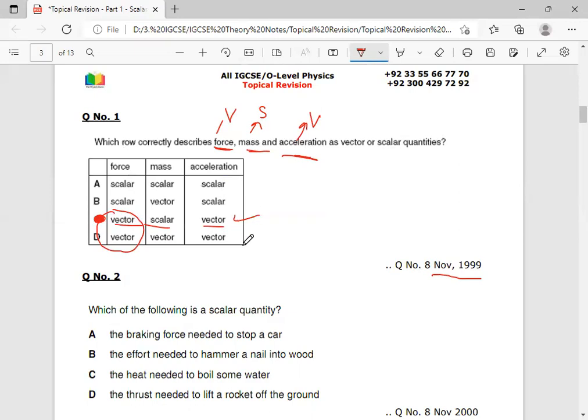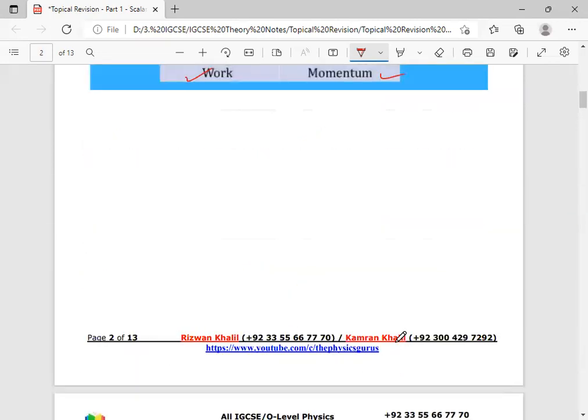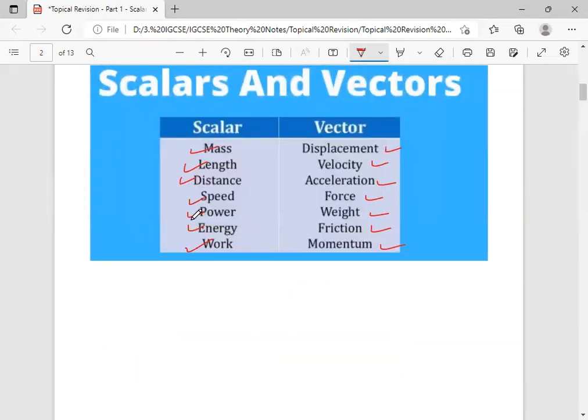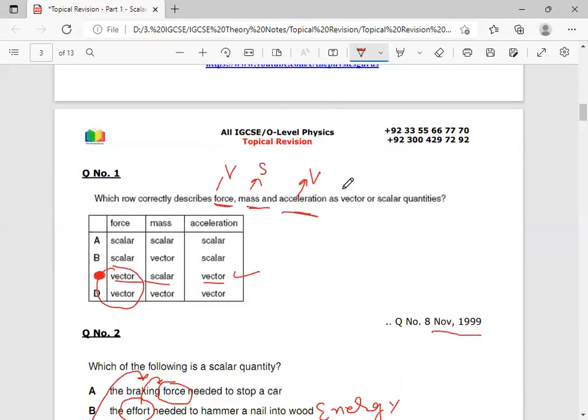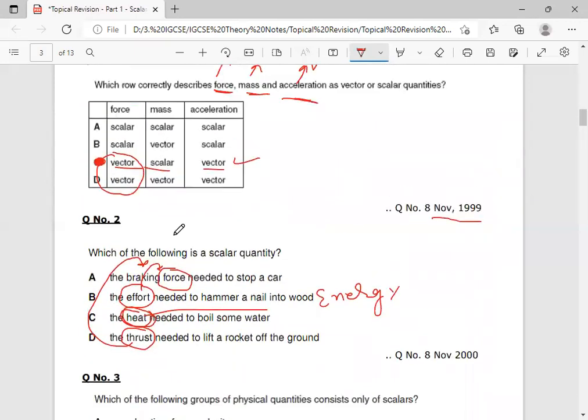Which of the following is a scalar quantity? The braking force, I have encircled the word force. Effort is also linked with force. Thrust is also linked with force. Heat is a form of energy, and we know that energy is which quantity? Scalar quantity. So option C is the correct option.